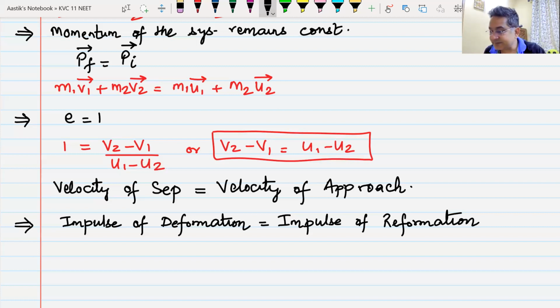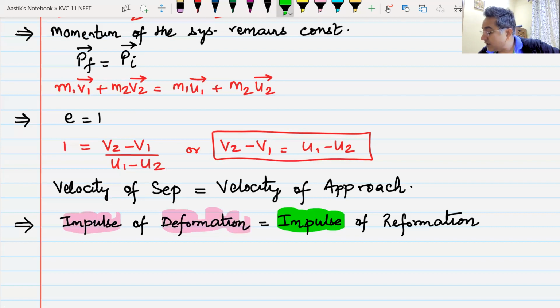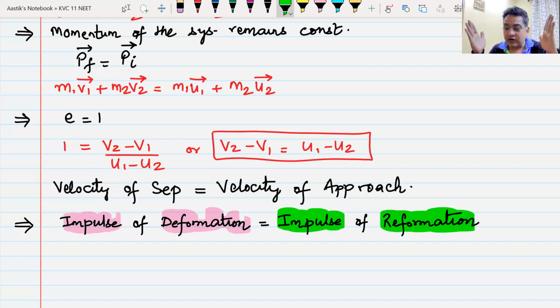Therefore, the impulsive force which is trying to deform it, that is why we call impulse of deformation equal to the impulse of reformation. So whatever they deform, the same they reform. Whatever their shape changes, they come back to their original shape. Such type of collision is known as a perfectly elastic collision.